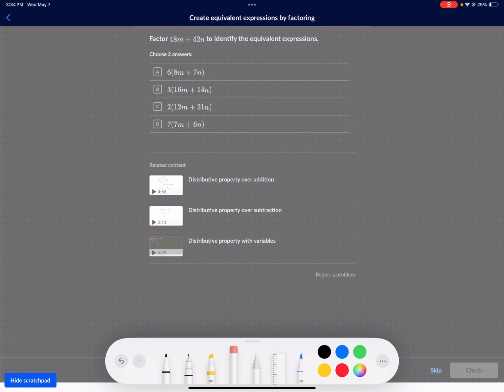If you want more information about that, check out my previous video. Okay, so let's plug in the values. 6 times 8 is 48m, and 6 times 7n is 42n. And hey, how about that? That is exactly what we're looking for. A is correct.